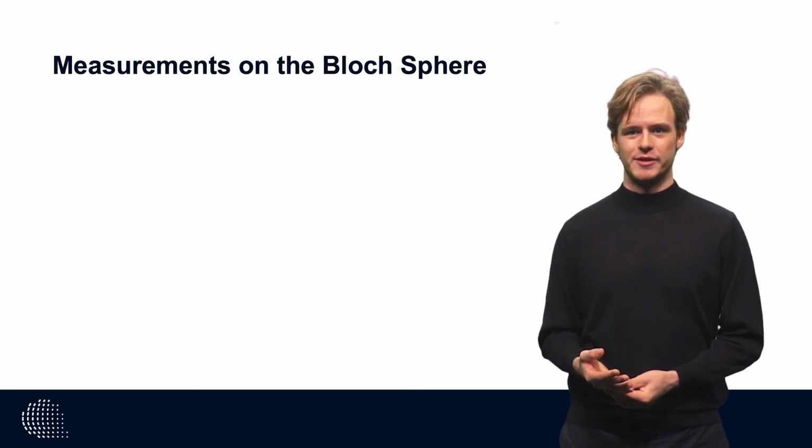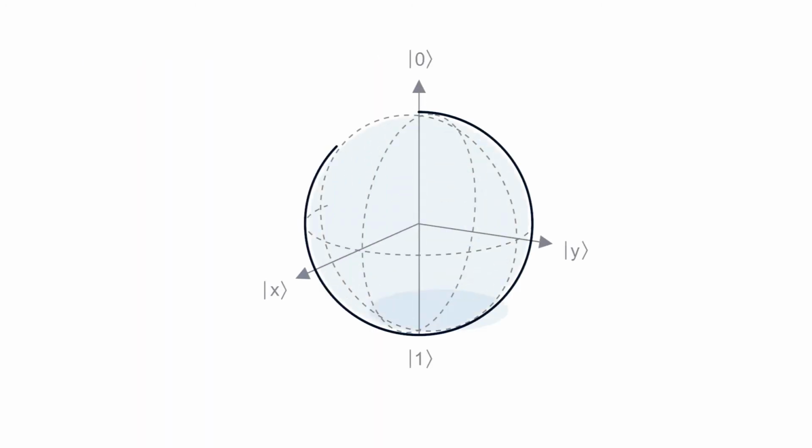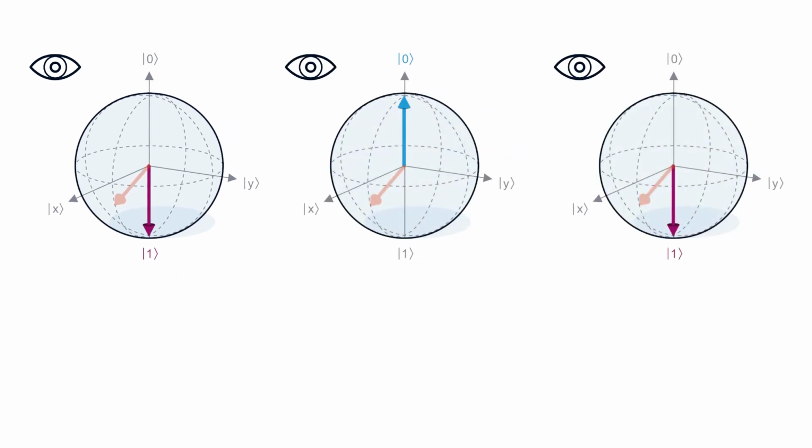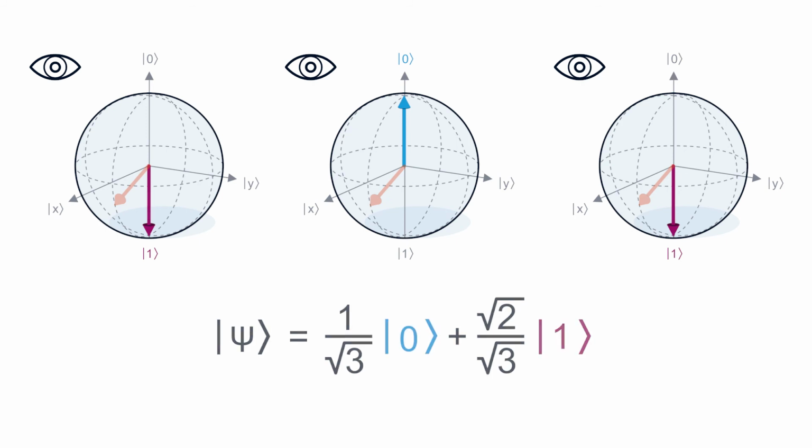If we do a measurement on a qubit in a certain basis, its wave function will collapse to one of the basis states, with a probability given by the Born rule. We can make this more intuitive by looking at an example on the Bloch sphere. So if we have the state psi is 1 over square root 3 ket 0 plus square root 2/3 ket 1, and if we measure in the z basis, we will observe the state either completely in the 0 state with probability 1/3 or completely in the 1 state with probability 2/3.